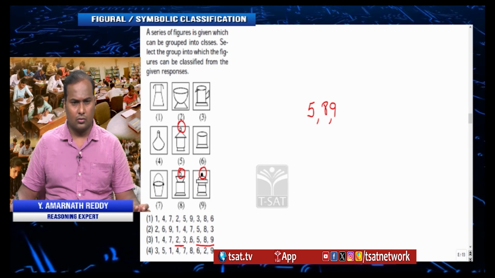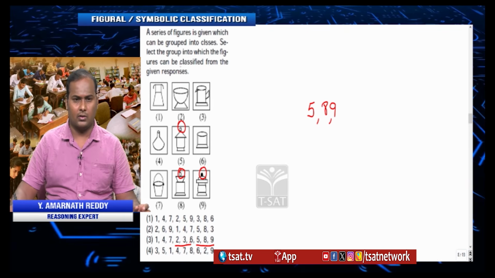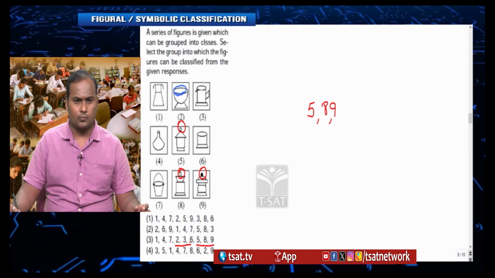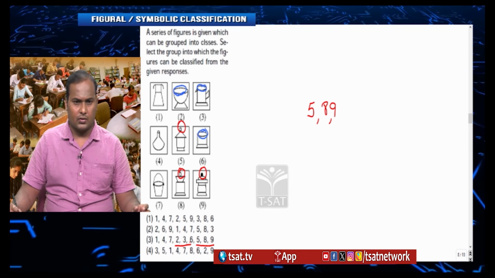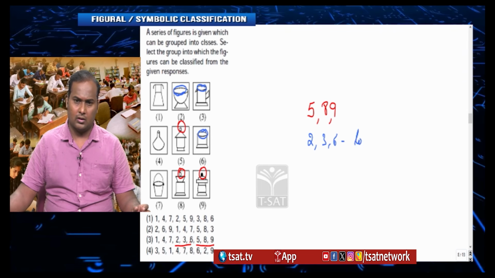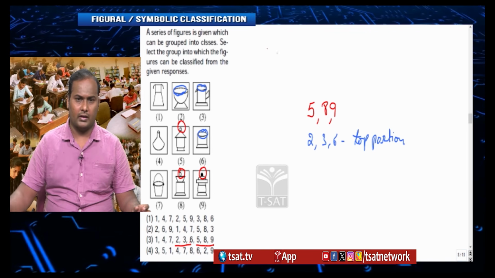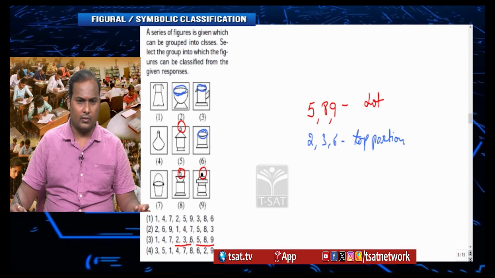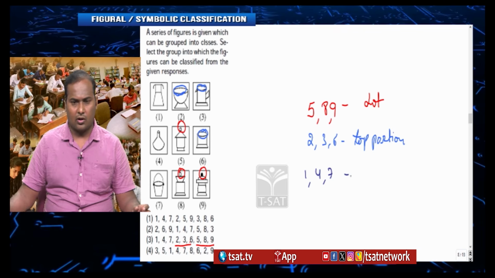Now you see here 2, 3, 6. Is there a common character in 2, 3, 6? Yes. What is that? That is an open elliptical shape figure. So this is 2, again 3, again 6. The top portion is the same. In case of 5, 8, 9, the top portion has a dot. And what is left? The left ones are 1, 4, 7.